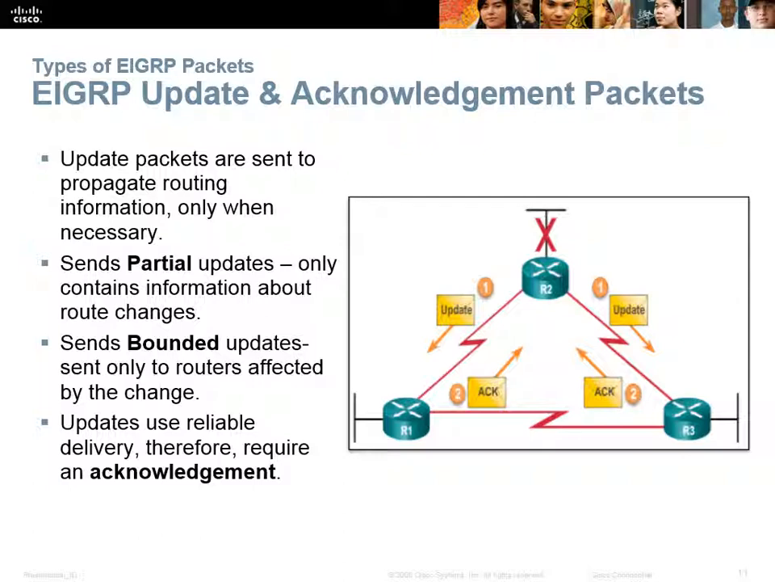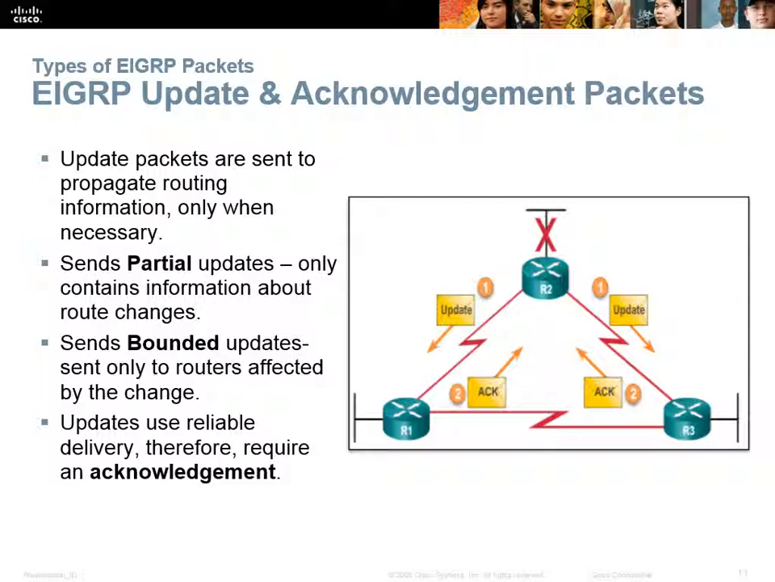Update packets are sent to propagate information to that network only when necessary. It sends partial updates. A partial update only gives you what? Partial information, or the information that you need. What is bounded updates? If that router is affected by this network going down, it's called a bounded update, because that router is part of that traffic. Does that make sense?